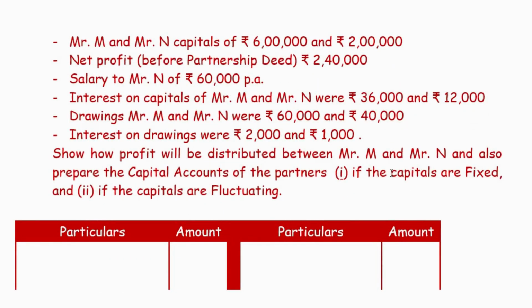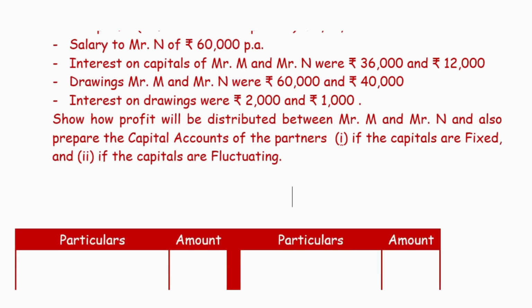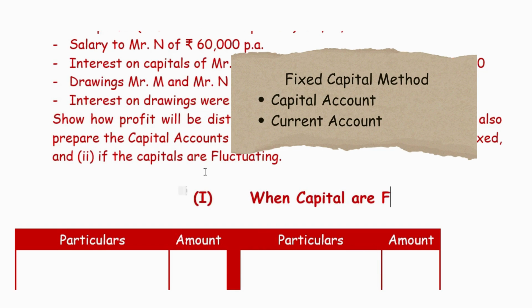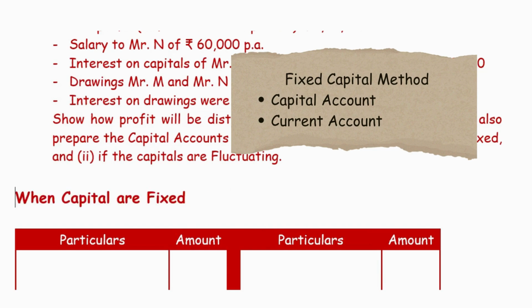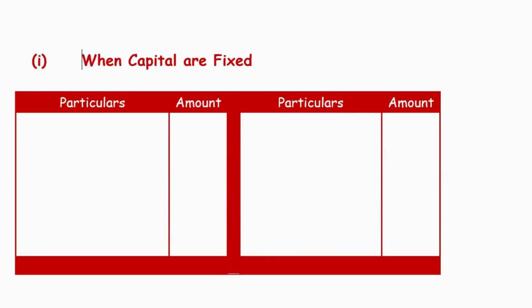When the capitals are fixed and when the capitals are fluctuating, we had enough discussion about what is a fixed and fluctuating capital. So we will start solving the question. First, we will start working for when capitals are fixed. Whenever the capitals are fixed, two accounts will be maintained: one is the capital account, the other one is the current account.